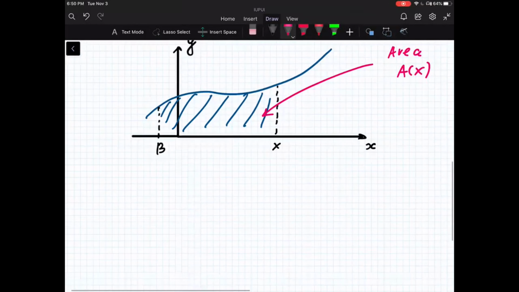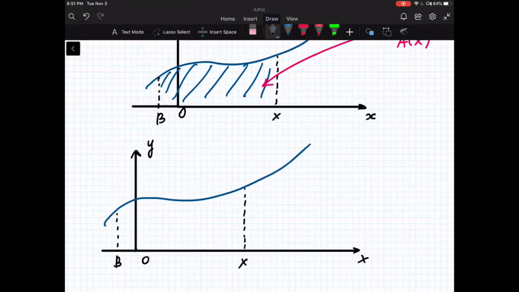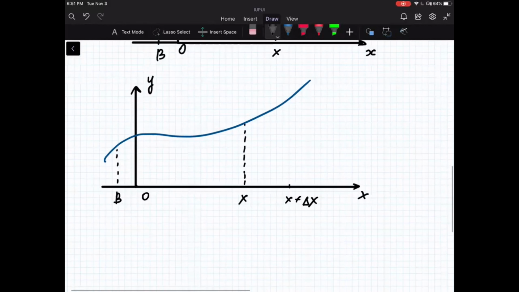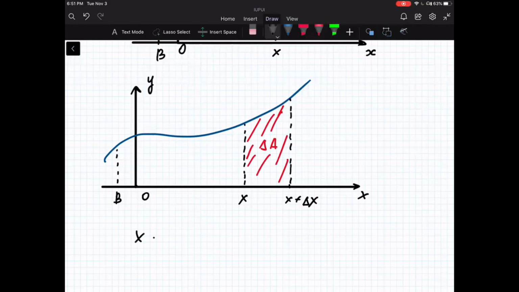Let me draw another picture, and let x take a small increment delta x. So now we have x plus delta x. And thus, our function A of x changed by an amount delta A. This is my delta A. So x to x plus delta x gives me A going from A to A plus delta A.